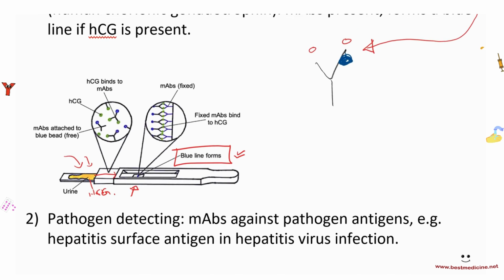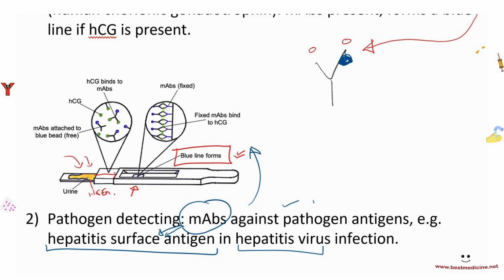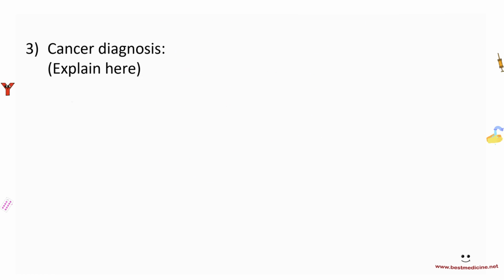Another example is pathogen detecting. So pathogen detecting, monoclonal antibodies against pathogen antigens can also be used. A very popular example of this is hepatitis surface antigen and hepatitis virus infection. So somebody, let's say he or she has gotten hepatitis virus, one thing that you can do is you can test their blood for an antigen that's present or not. So for example, if this antigen is present, you have monoclonal antibodies binding to this antigen, it will appear on the test kit, right, just like a pregnancy test kit, and give you a positive test result.